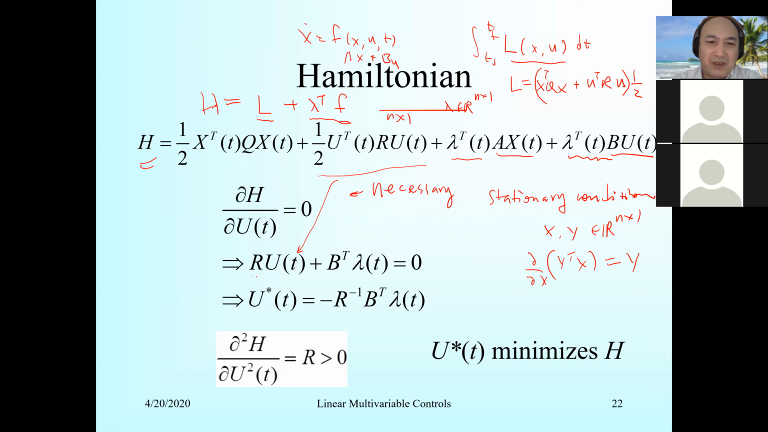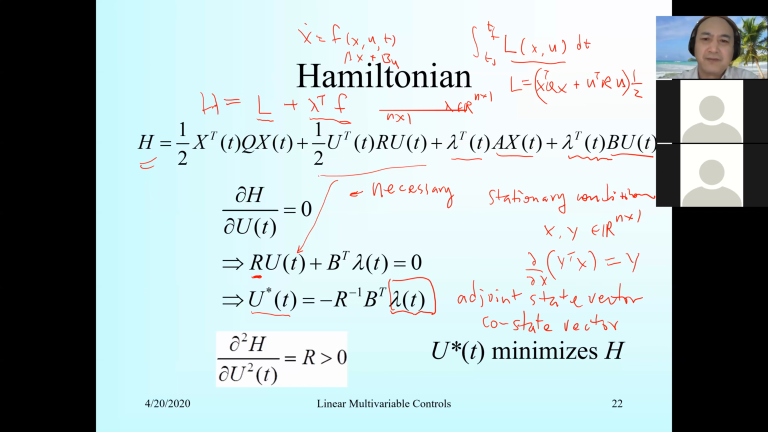From here, because R is positive definite, we can get the solution directly from u equals minus R inverse B transpose lambda. So if you know this lambda. What is this lambda? This is called the adjoint state vector, but sometimes it's also called the co-state vector. But how can we get this? Lambda is something we choose. So how do we decide this?